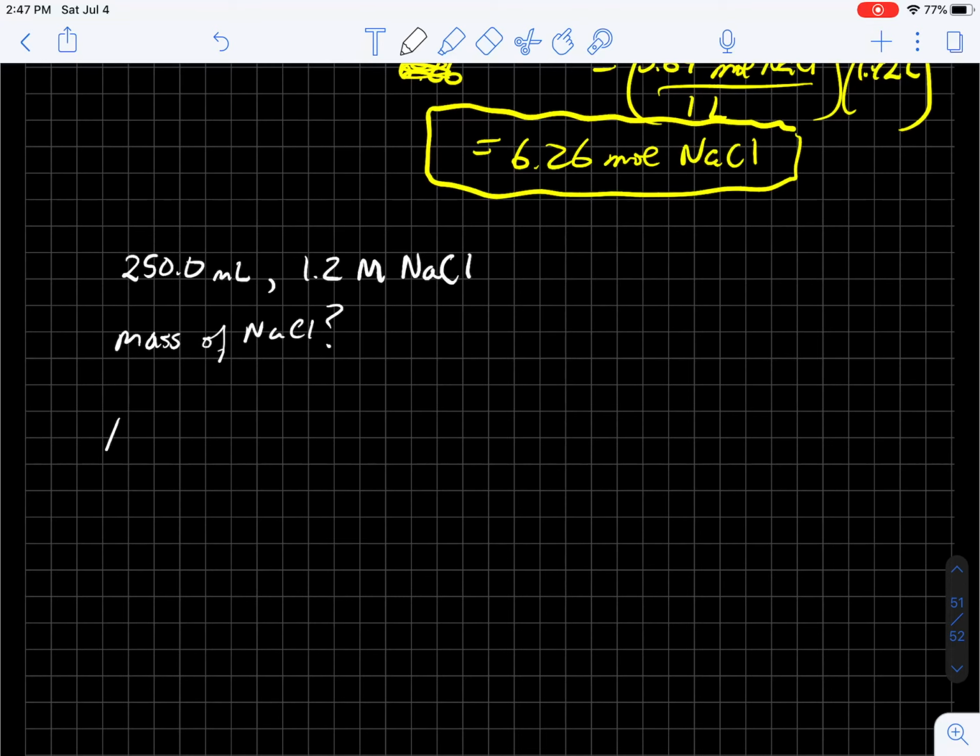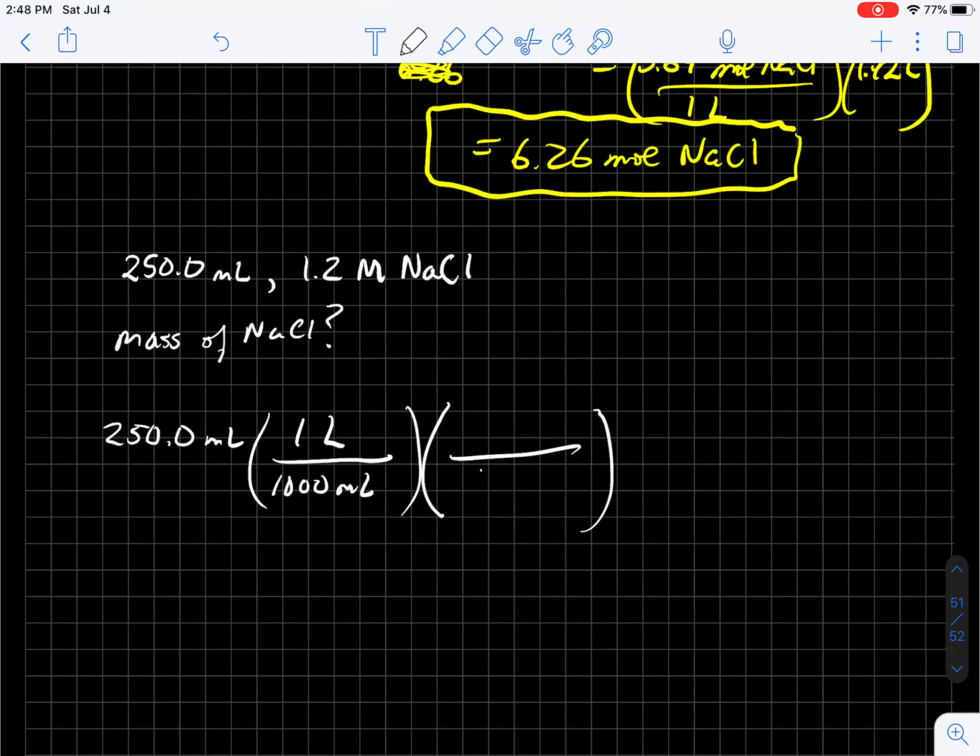So that's the formula-based approach. Now, we don't have to do formula-based. I'm going to do this as a conversion problem. Start with what they give you. You are starting with 250 milliliters of solution. I'm going to convert that to liters because molarity is in moles per liter. Then I could just say for every 1 liter of solution, I have 1.2 moles of sodium chloride. And then I can go to the periodic table, do moles of sodium chloride and then compare it to grams.